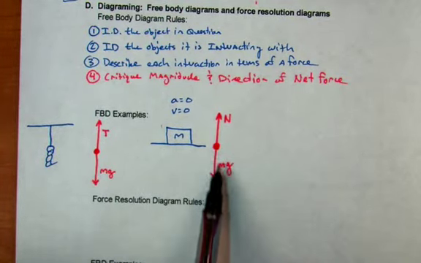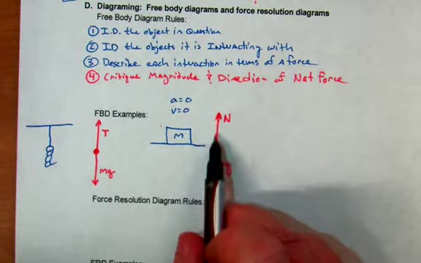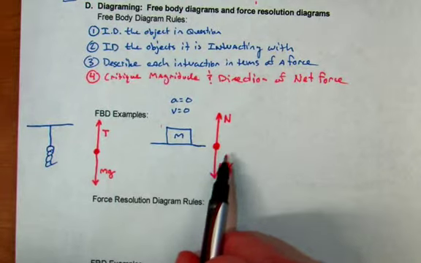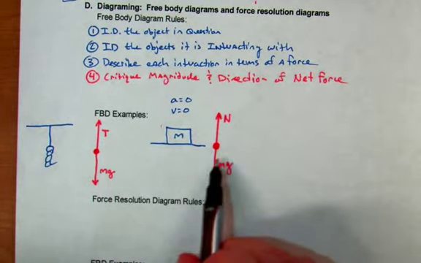The earth can only pull down. The table can only either push up with a normal force perpendicular to its surface or push parallel to the surface in friction. And I can't identify that. So there is no friction in this problem.